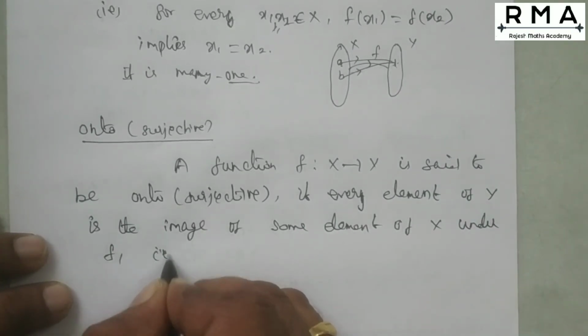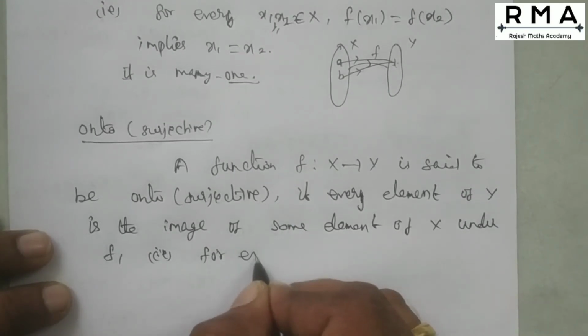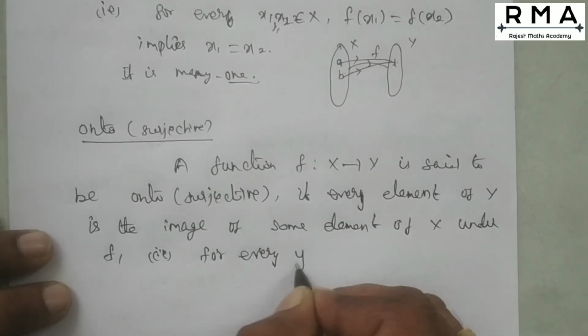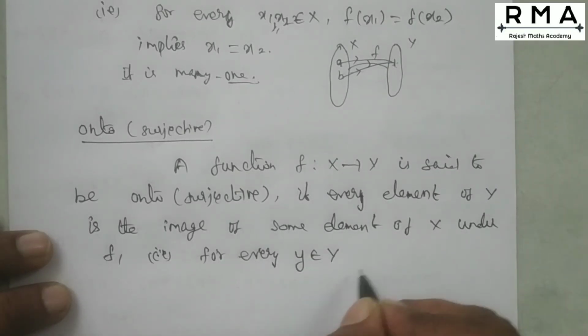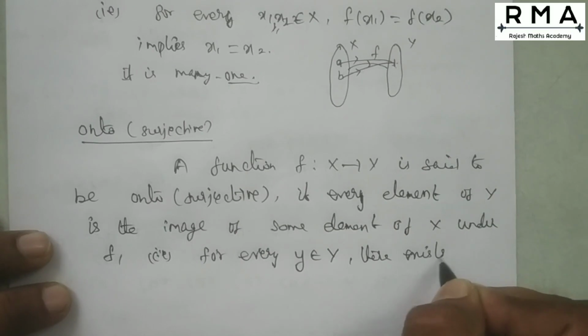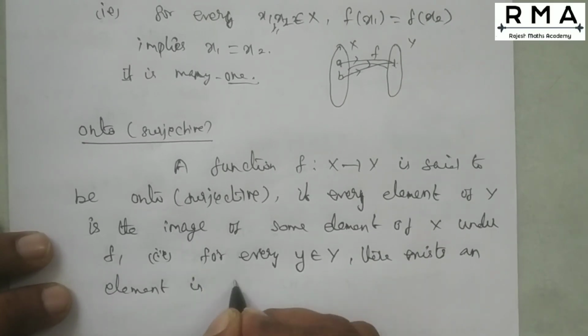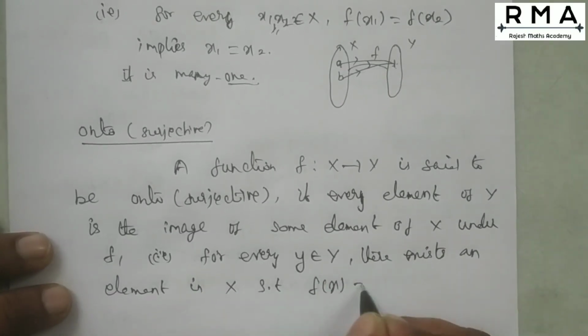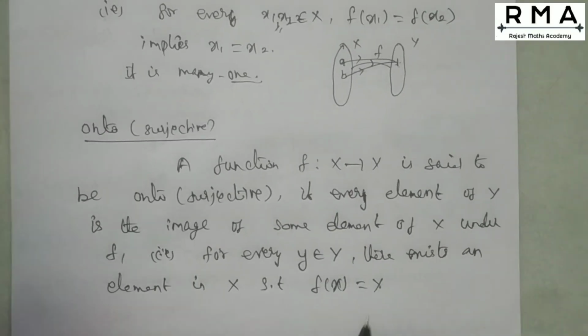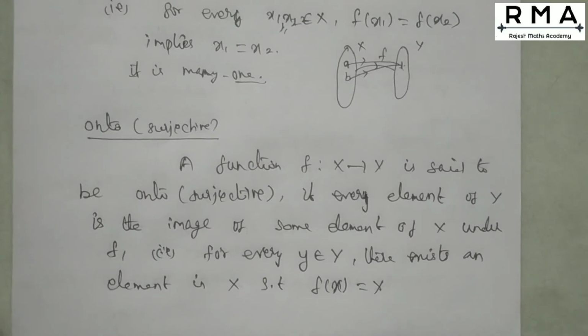That is, if I need to prove it, it means for every y belonging to y, there exists an element x in x such that f of x equals y. First we will see what the definition is. Actually, what is the definition? Easily we have to keep it in mind.